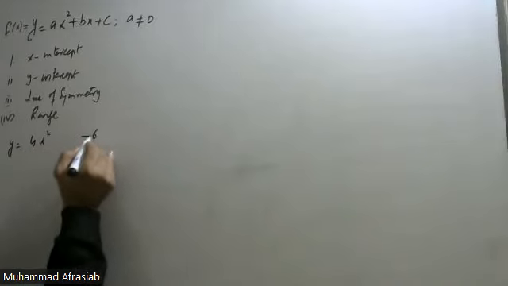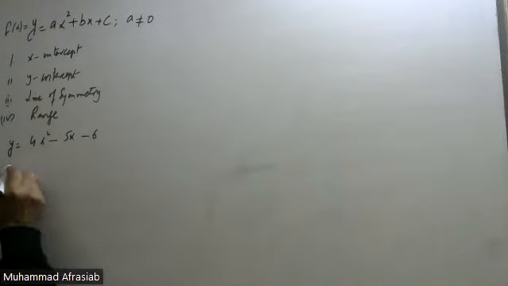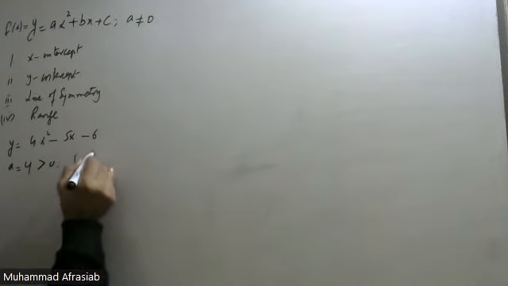Let's start with this example: y equal to 4x squared minus 5x minus 6. Here, the a value is equal to 4, which is greater than 0. The shape of this graph will be a parabola opening upward. b is equal to minus 5 and c is equal to minus 6. So it is below the x-axis.